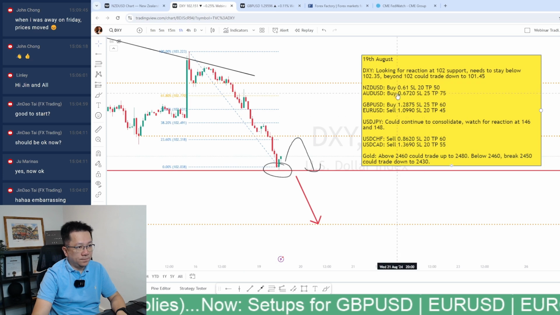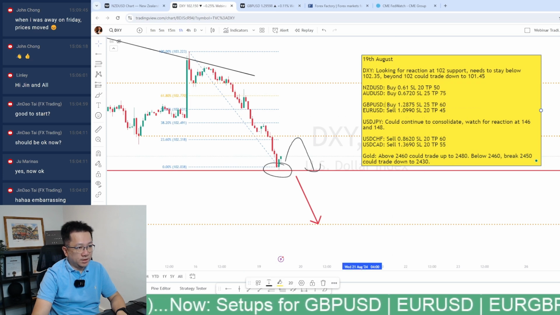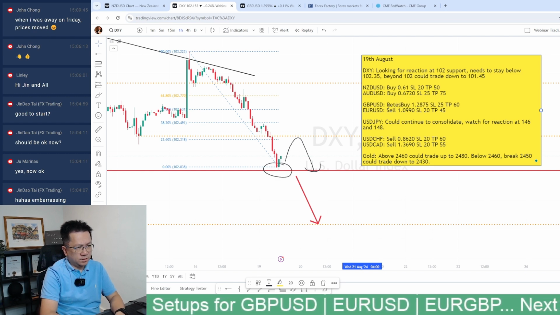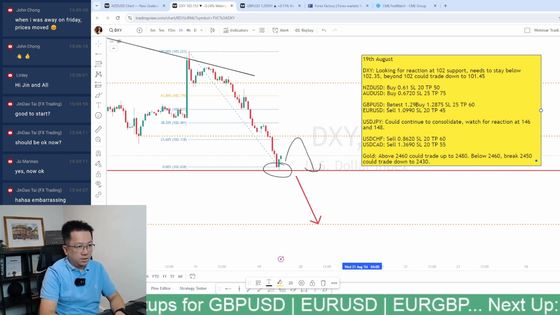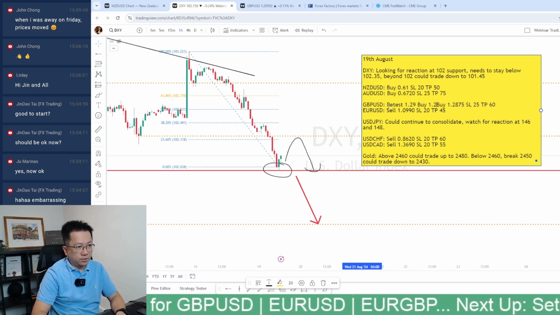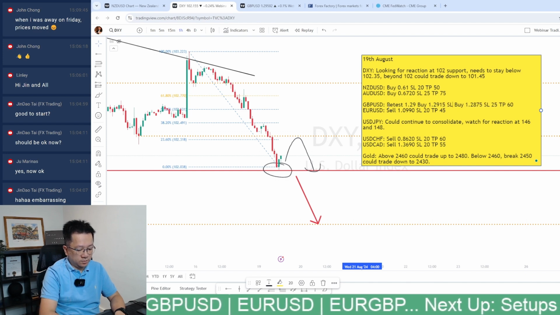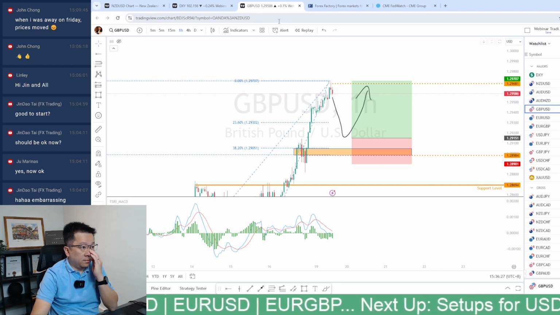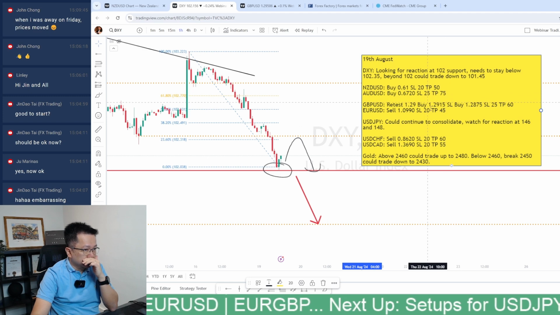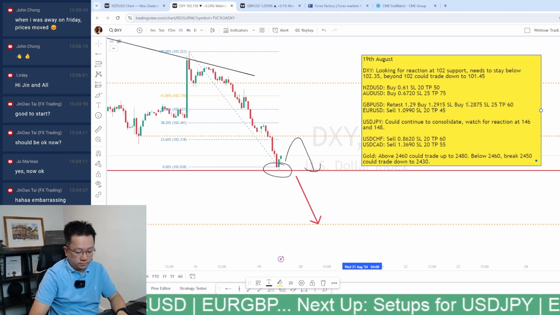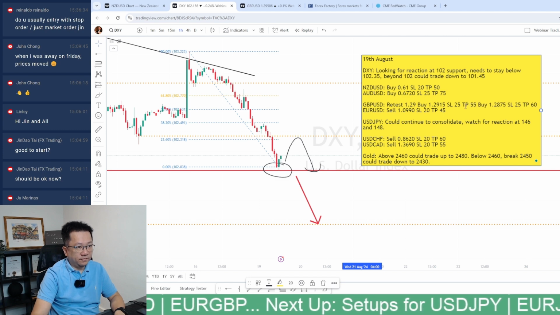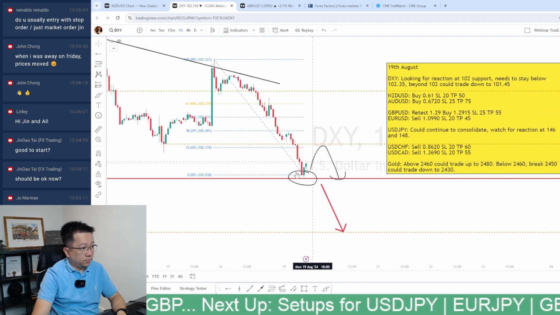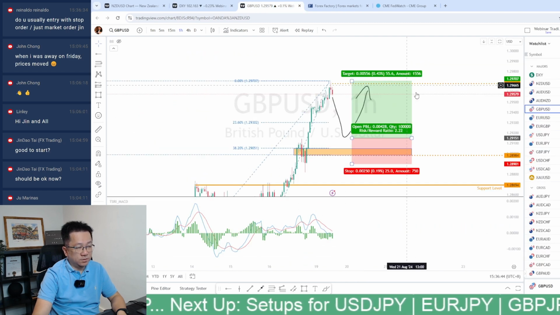Okay, so pound dollar, what I'm looking for here is that it needs to stay above, retest 1.29. Then we'll look to buy at 1.2915, stop loss 25, take profit 55. I'm watching that dollar retrace one as well.